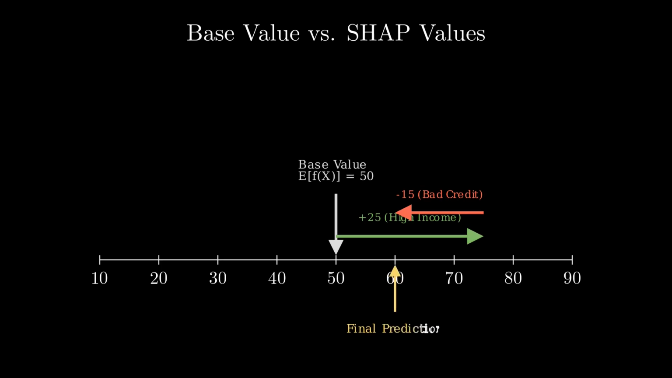The summation of these positive and negative forces lands us perfectly on our final model prediction output, which in this case is 60.